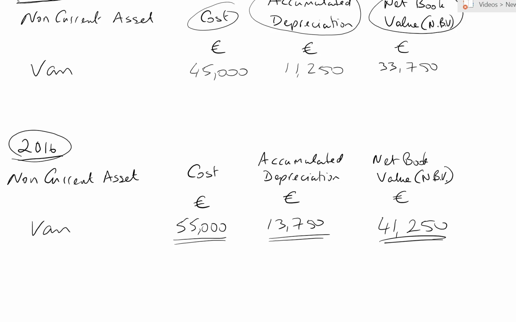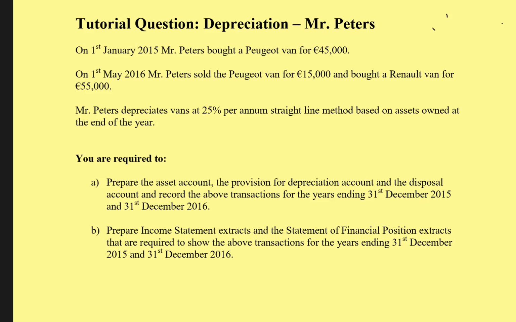So what we'll do now is we'll just go back and have a final look at the question. We can see what we did was we prepared the three accounts, the asset account, provision for depreciation account, and the disposal account, and recorded all the transactions. And then we did the income statement and statement of financial position extracts for both 2015 and 2016.